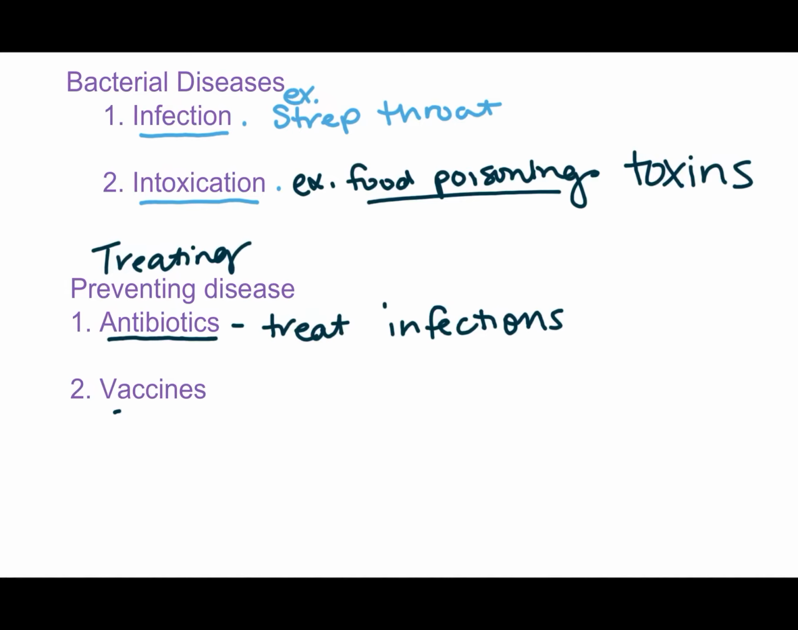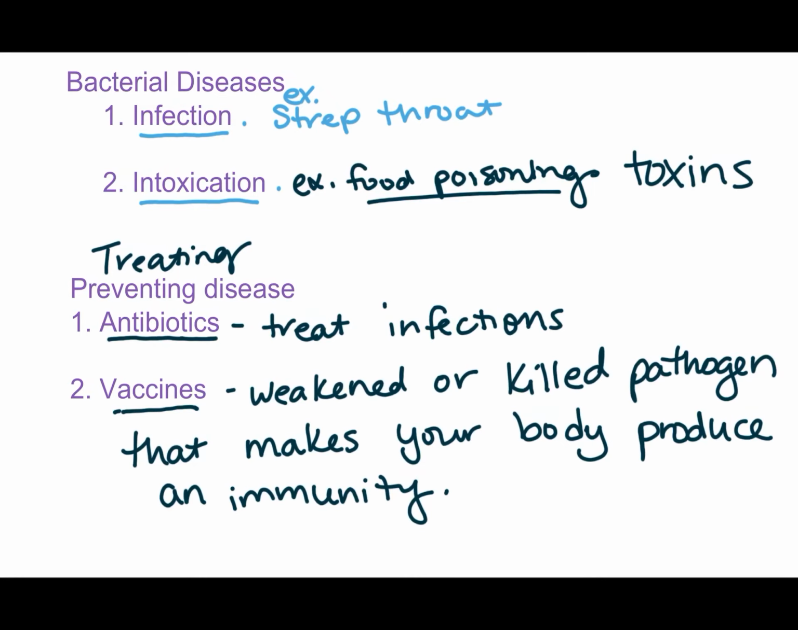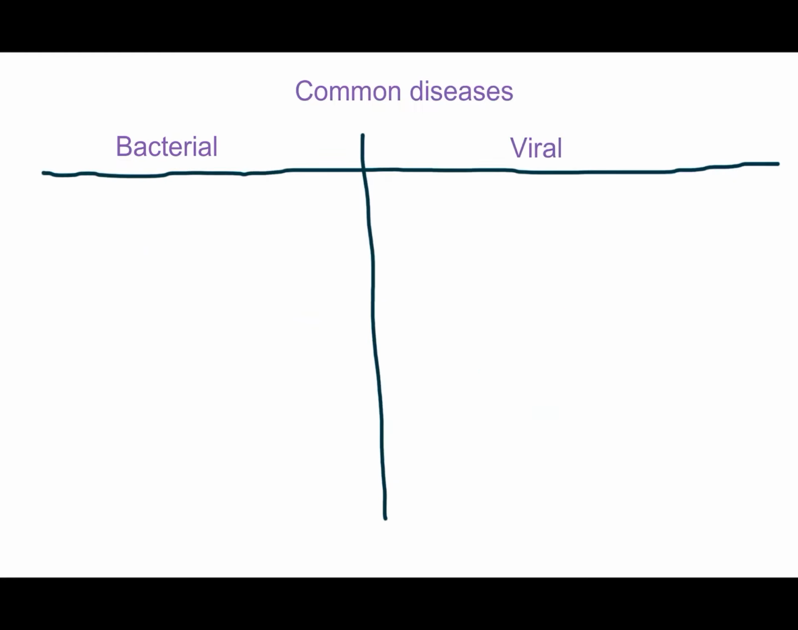Vaccines, on the other hand, are a weakened or a killed pathogen that you inject into your body to make your body produce an immunity to the disease. Okay, I'm going to write that down. So what that means is if you are ever exposed to that disease, your body will already have the immunity for it. Okay, the last thing I want to do is just talk about the difference, some common diseases, bacterial versus viral.